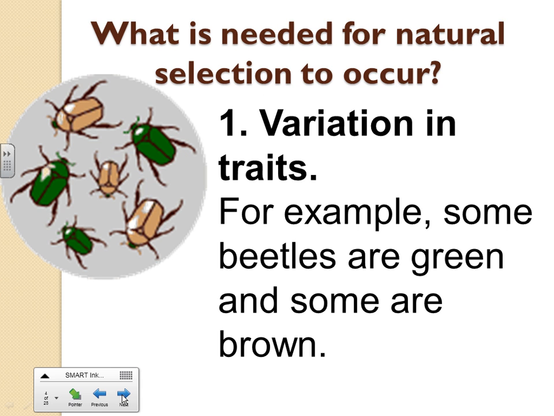So what's needed for natural selection to occur? First off, we need variation in traits. For example, some beetles are green and some are brown. So those are variations in traits, differences in the traits.